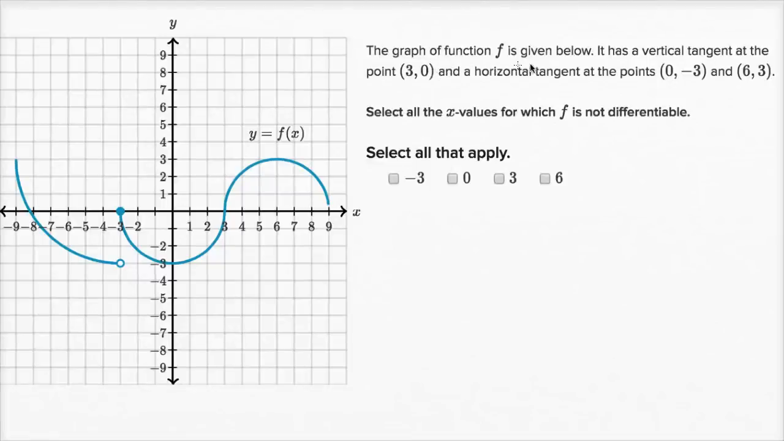The graph of function f is given below. It has a vertical tangent at the point (3, 0). So (3, 0) has a vertical tangent. Let me draw that. So it has a vertical tangent right over there.